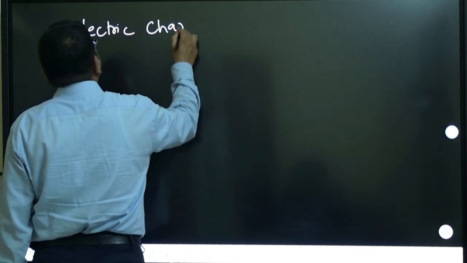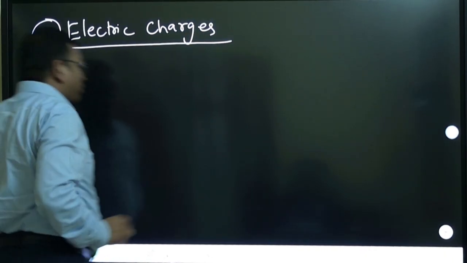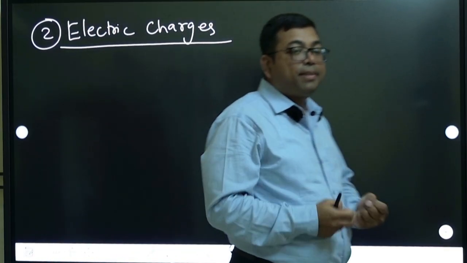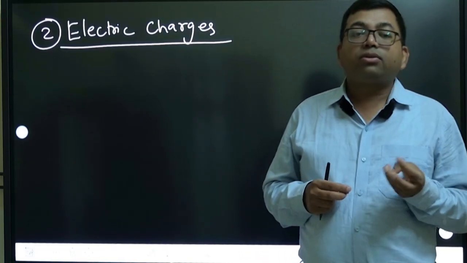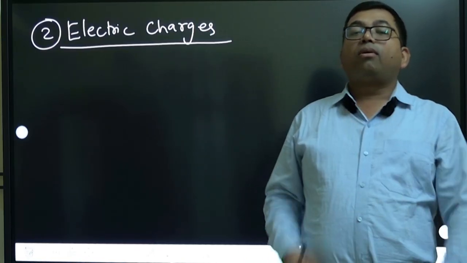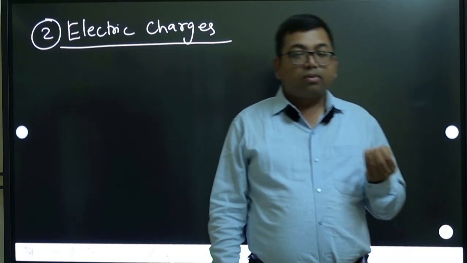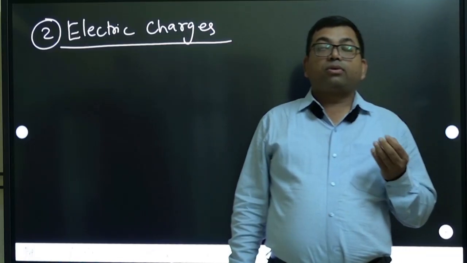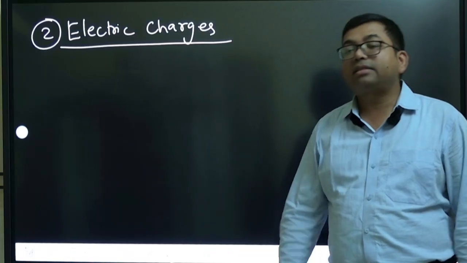Electric charges. So this is the second topic of this chapter. Topic by topic, we must remember everything, and particularly, you need to completely, thoroughly, almost mug up all the points of NCERT. Everything should be in your fingers, right? So you should revise in that manner. Okay. So the second topic is electric charges.